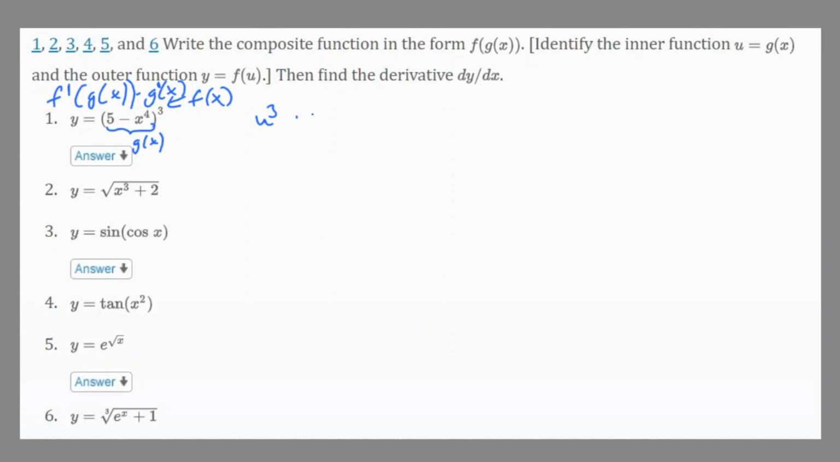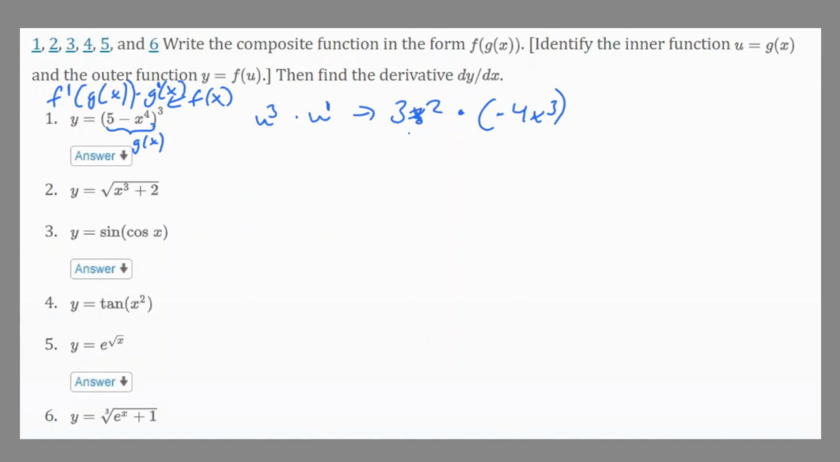And then multiplied by, we could also say u prime. We don't have to say g of x for this. So u to the power of 3 times u prime. So u to the power of 3, if we find the derivative of that, that would be 3x squared. And then multiplied by u prime, we know that u is 5 minus x to the fourth power. So the derivative of u is going to be negative 4x to the third power.